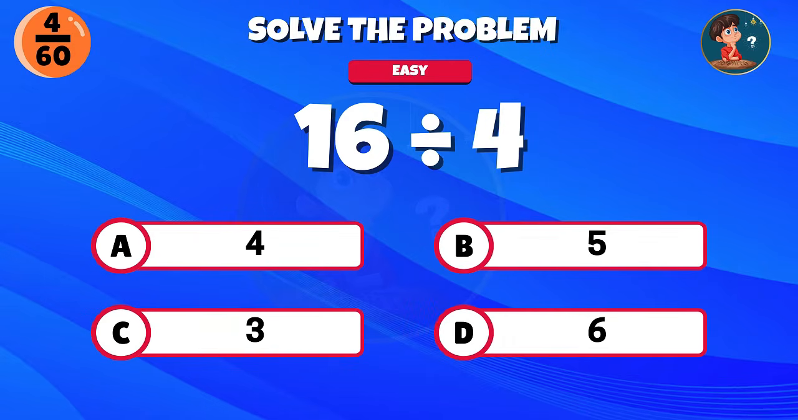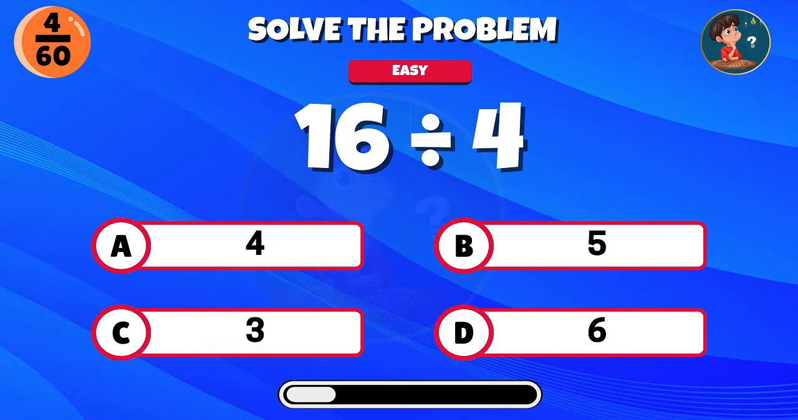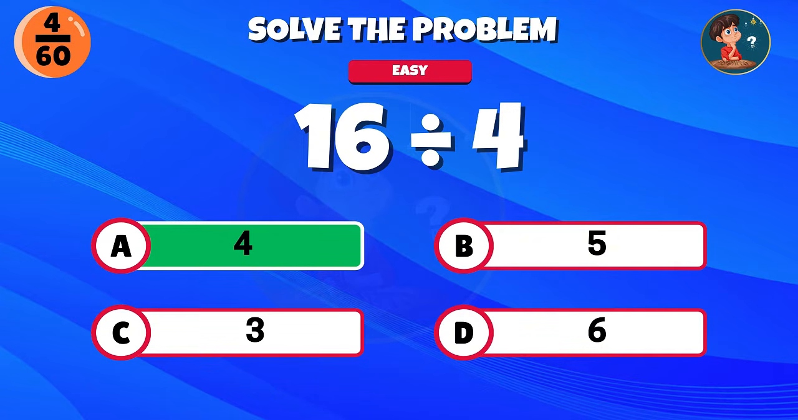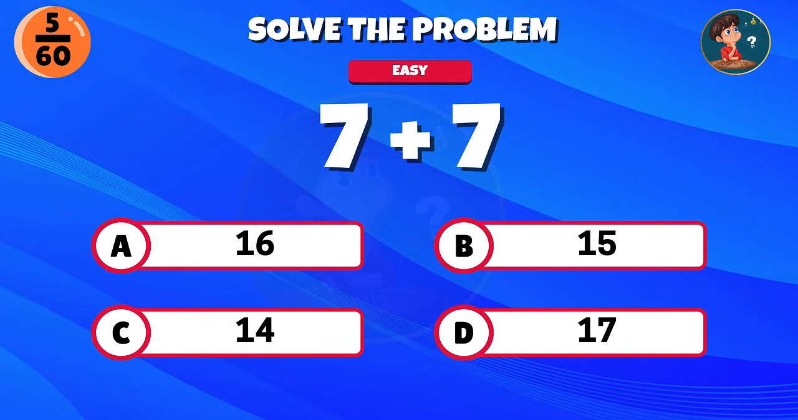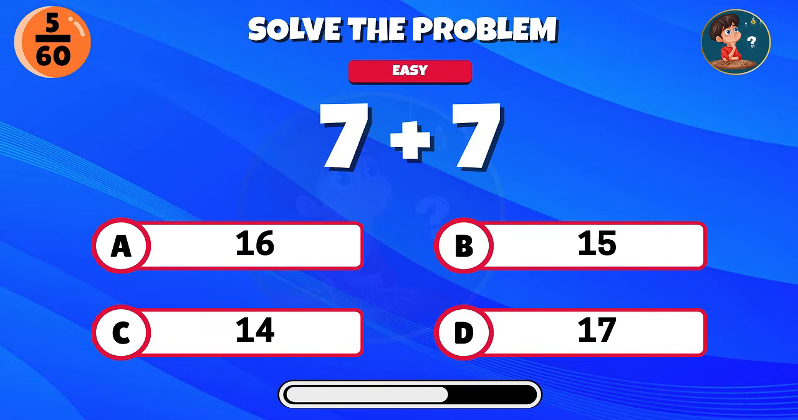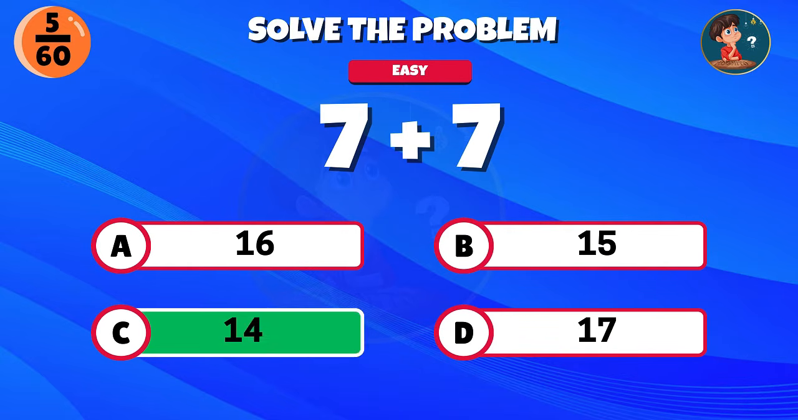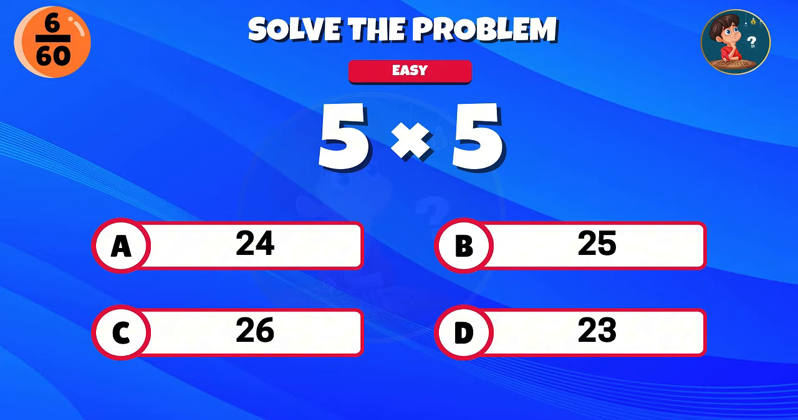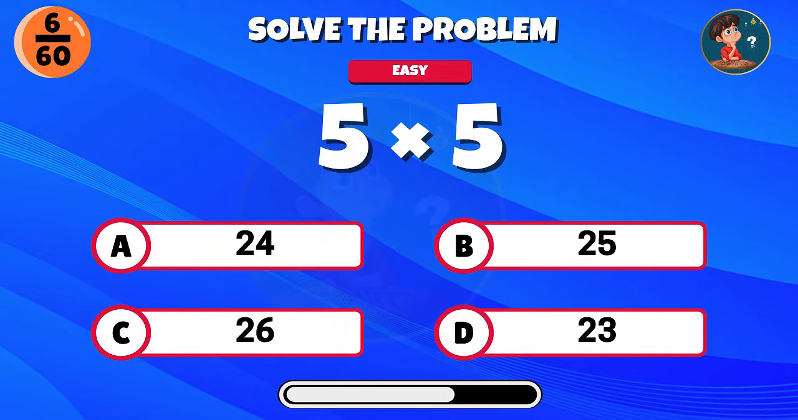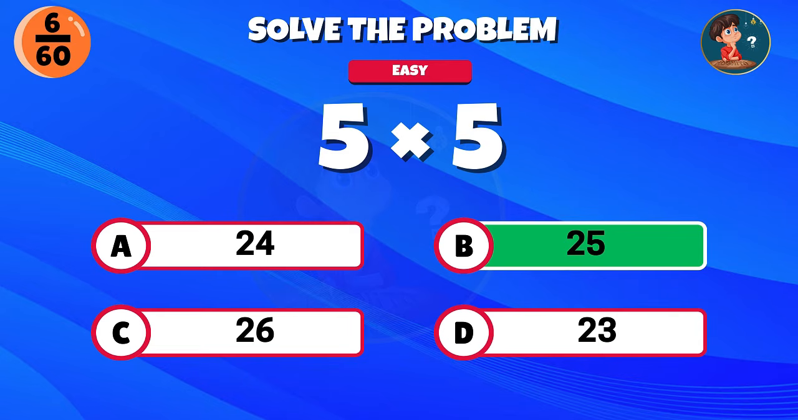Think carefully. 16 divided by 4. Good observation. This equals 4. 7 plus 7. Correct. This equals 14. Multiply 5 by 5. Well spotted. You get 25.